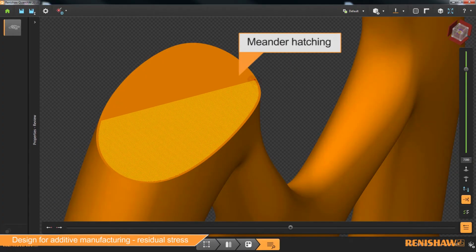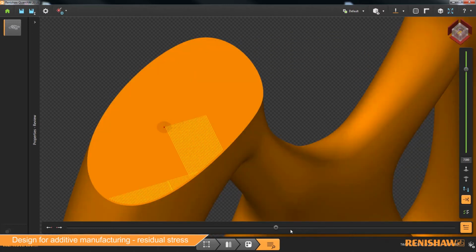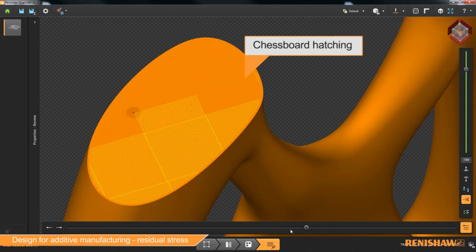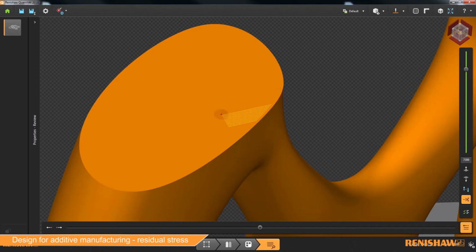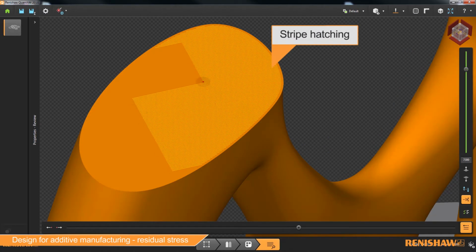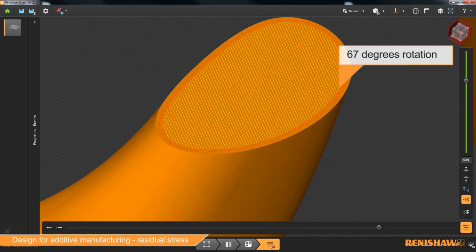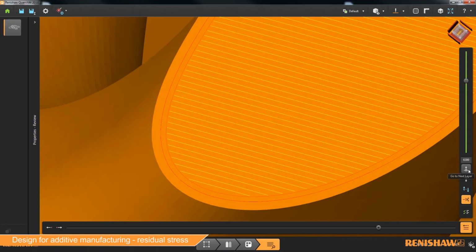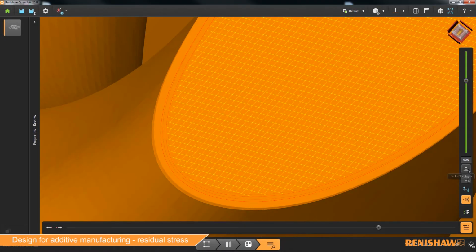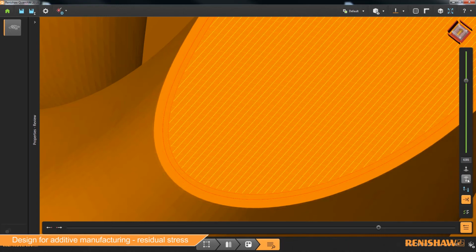There are different types of hatching, including the meander hatching pattern, suitable for small and thin features, the chessboard hatching pattern, suitable for large parts, and the stripe hatching pattern, suitable for large parts and offering a higher build rate than the chessboard. We can also rotate the orientation of our scan vectors from one layer to the next, so that stresses are not all aligned in the same plane. A rotation of 67 degrees is typically used between each layer to ensure that it is many layers before the scanning direction is exactly repeated.